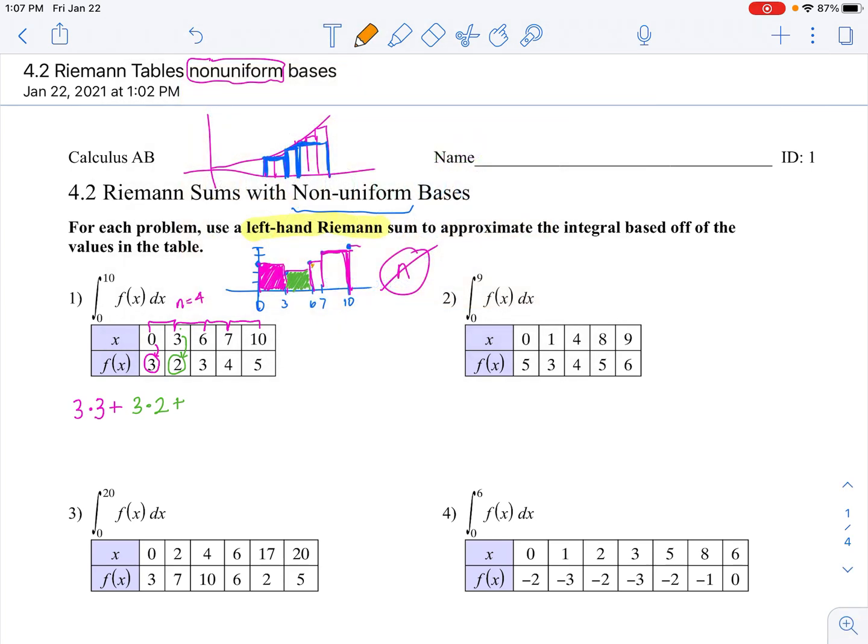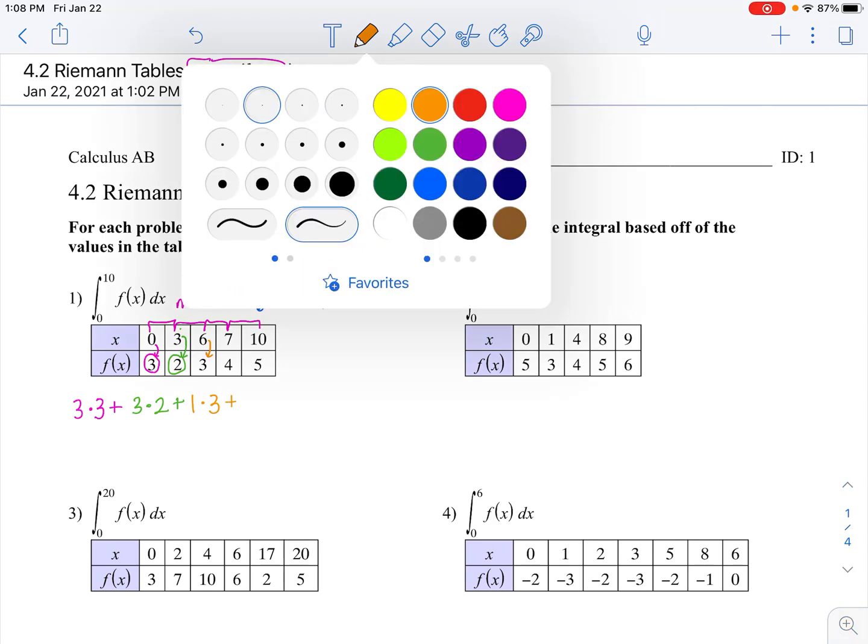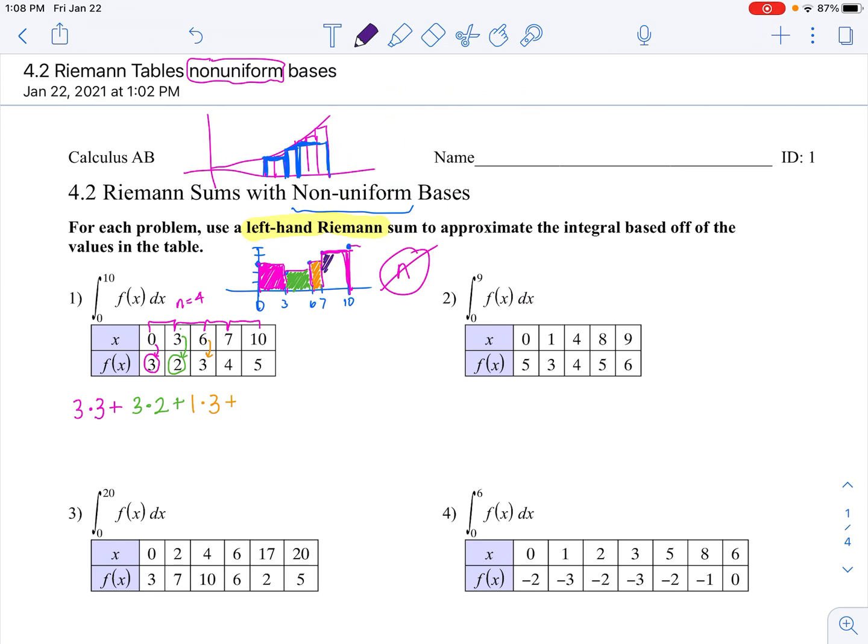Let's do another one. Let's do this orange one. So what's the base of this rectangle? Base of 1 times its height, right, is determined from the 6, and the height at that point is 3. And then the last rectangle that we sketched, purple, has a base of how many units?